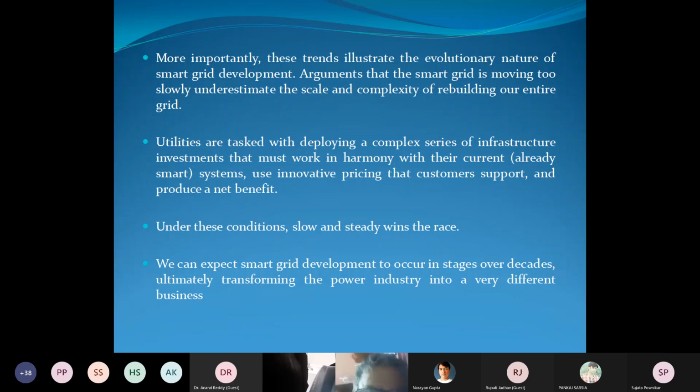कछुए की चाल से चलो, खरगोश की नहीं. आप जीतोगे. We can expect smart grid development to occur in stages over decades, ultimately transforming the power industry into a very different business. Next, is there any more?